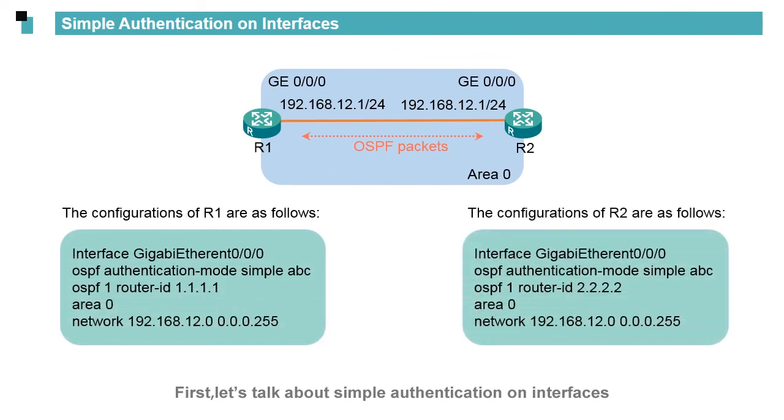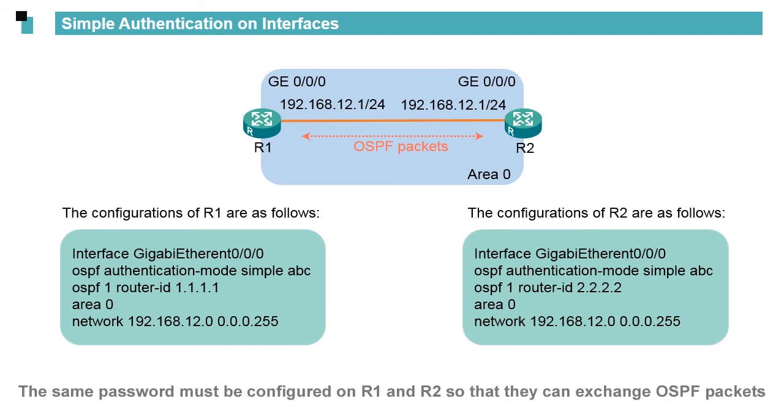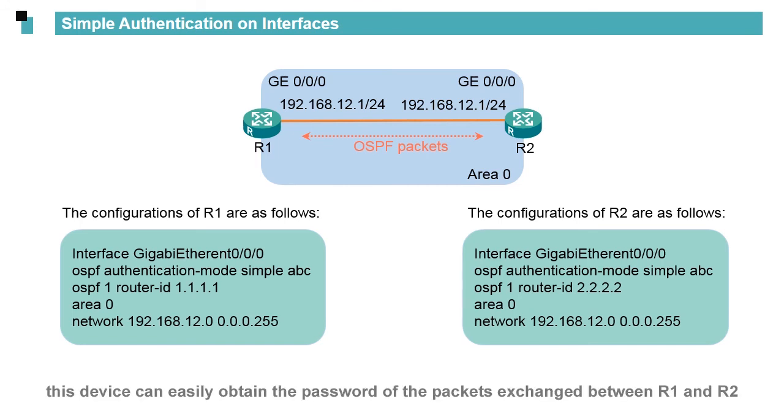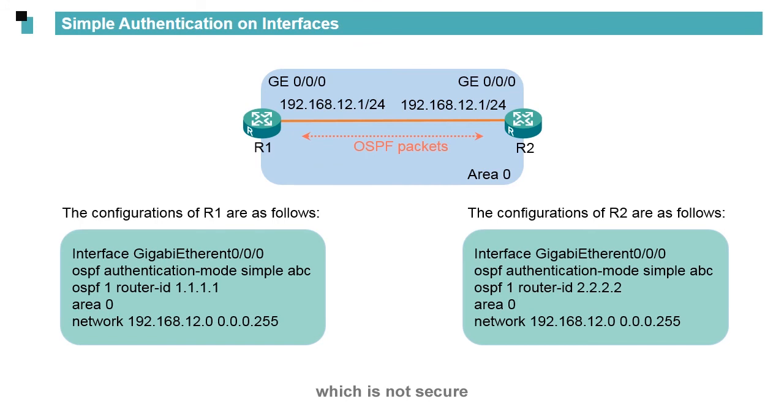First, let's talk about simple authentication on interfaces. This slide shows the plaintext authentication configurations on the interfaces connecting R1 and R2 to Area 0. The same password must be configured on R1 and R2 so that they can exchange OSPF packets. If another device is deployed on the link between R1 and R2, this device can easily obtain the password of the packets exchanged between R1 and R2, which is not secure.